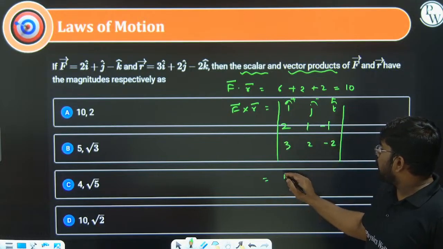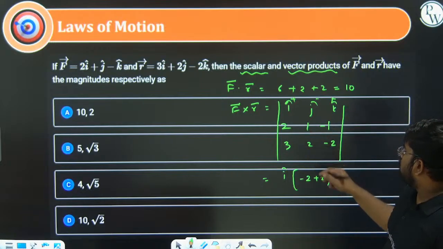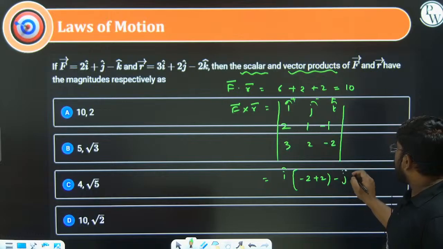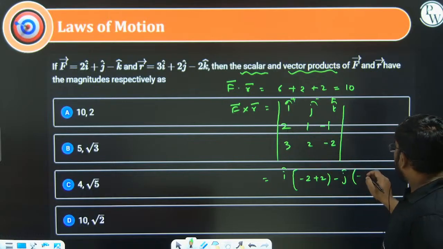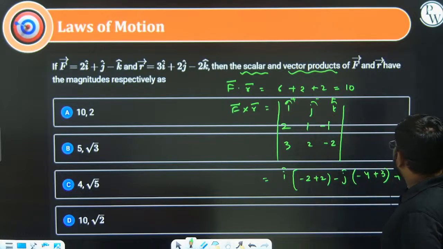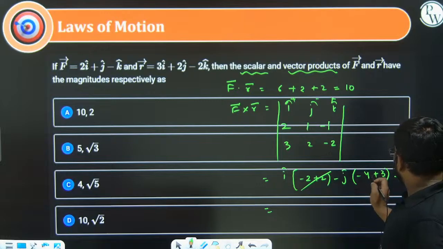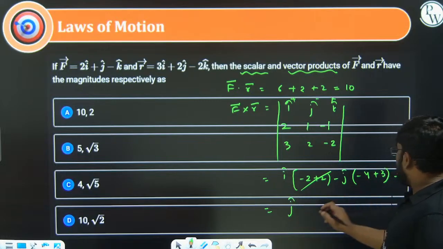What is the cross product coming out to be? i cap: minus 2 plus 2, minus 2 into minus 1, plus 2. Then minus j cap: we have to multiply, minus 4, then plus 3. Then plus k cap: 2 minus 3, 1. So what is it coming out to be? 0 for i, then here plus 1, so j cap plus k cap.